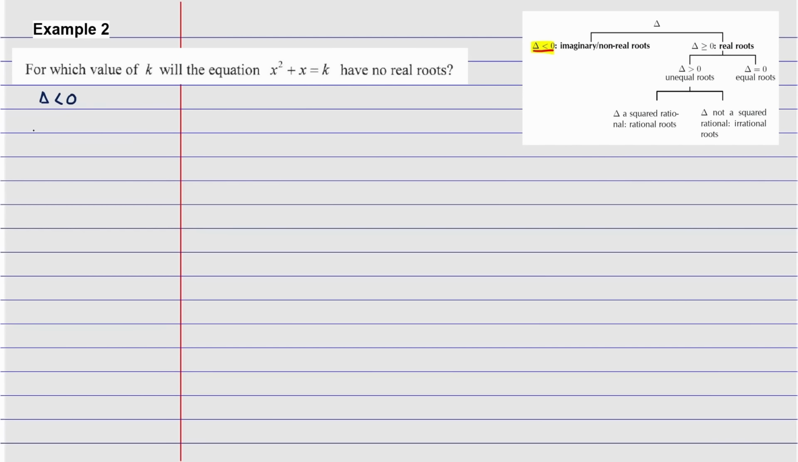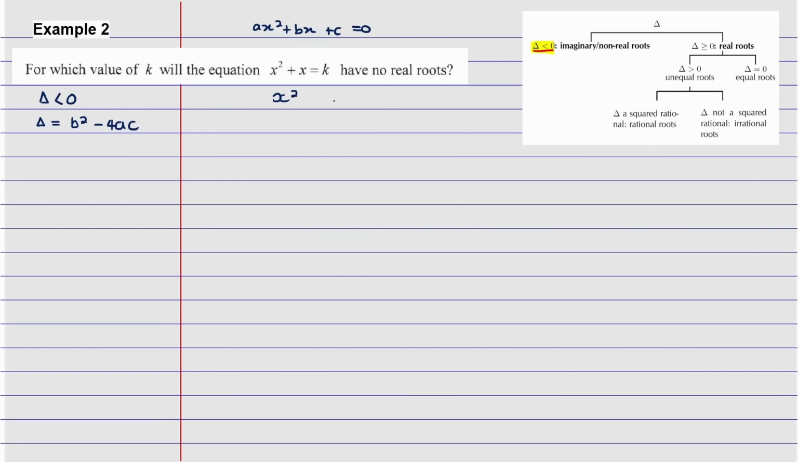So now we need the delta. We know that delta is equal to b squared minus 4ac. But first we need to write this in the form of ax squared plus bx plus c equals 0, so that we can substitute a, b, and c. So let's do that.